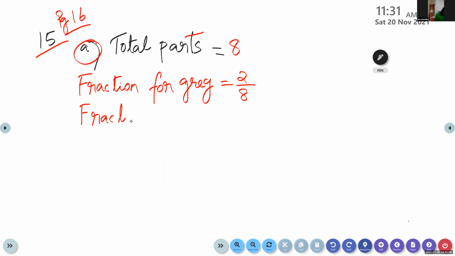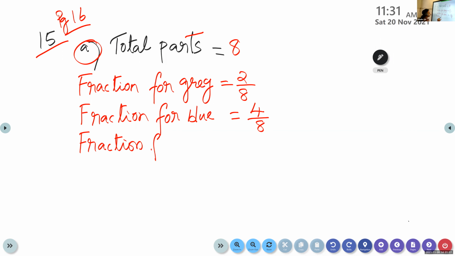Now, mute your device, there is some disturbance. Fraction for blue. Hannah, tell me the fraction for blue. How many are there with blue color? 4 by 8. Now, children, we are going to find the total shaded parts. Fraction for shaded parts.